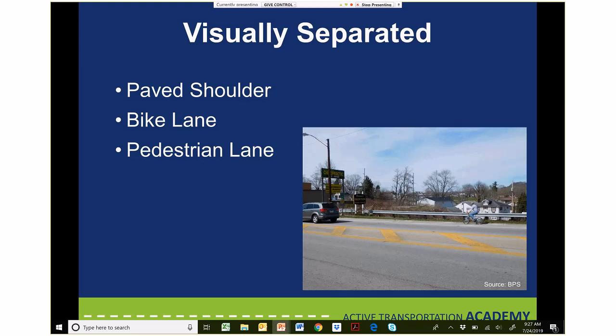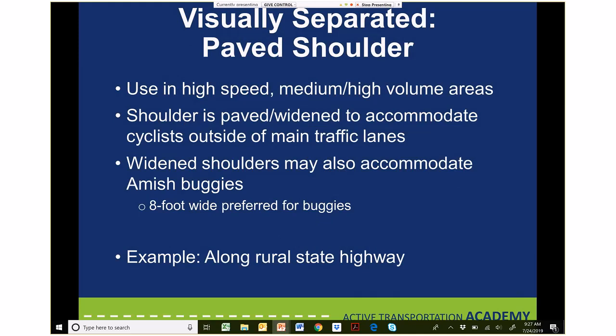So then we would get into visually separated facilities, and so here are the examples: a paved shoulder, a bike lane, or a pedestrian lane. Also, during these trainings, if we have images for your specific community, we'll make sure to put them into the presentation so that the people that are participating can identify with the material. So again, a visually separated paved shoulder, we would go through where it would be applicable to use it. In this case, in a higher speed, higher volume area. We would explain what it is. So it's a shoulder that's paved or widened to accommodate cyclists outside of those main traffic lanes.